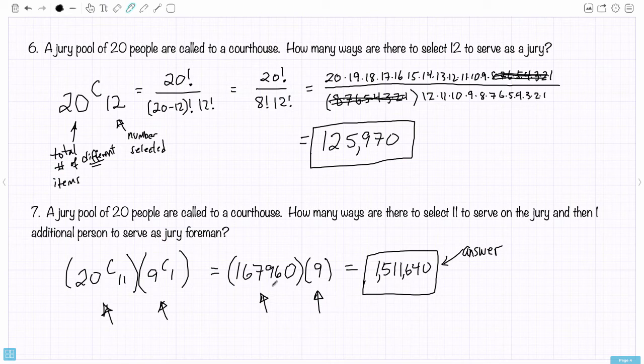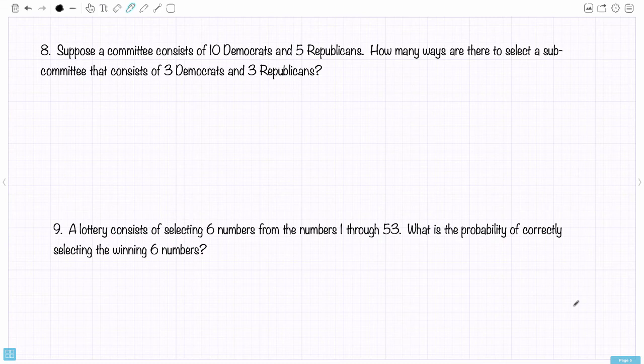So that's the multiplication principle in multiplying these two numbers together. Okay, that's the answer to number 7. Let's move on. Number 8, suppose a committee consists of 10 Democrats and 5 Republicans. How many ways are there to select a subcommittee that consists of 3 Democrats and 3 Republicans?